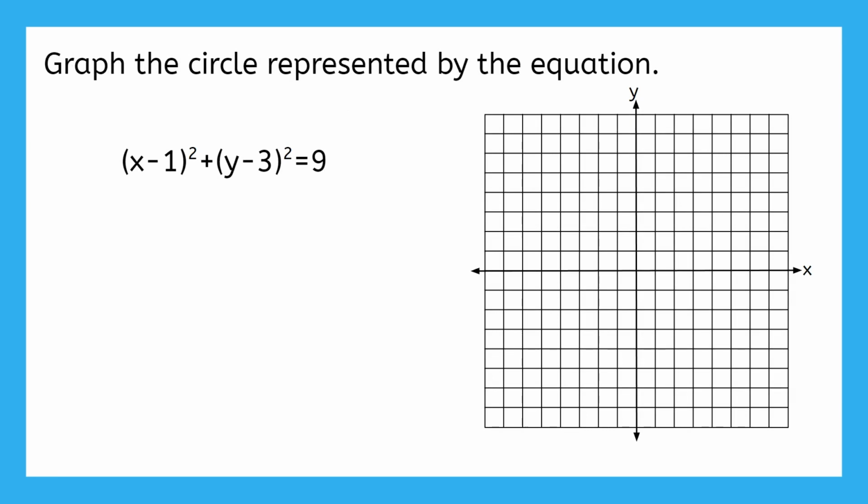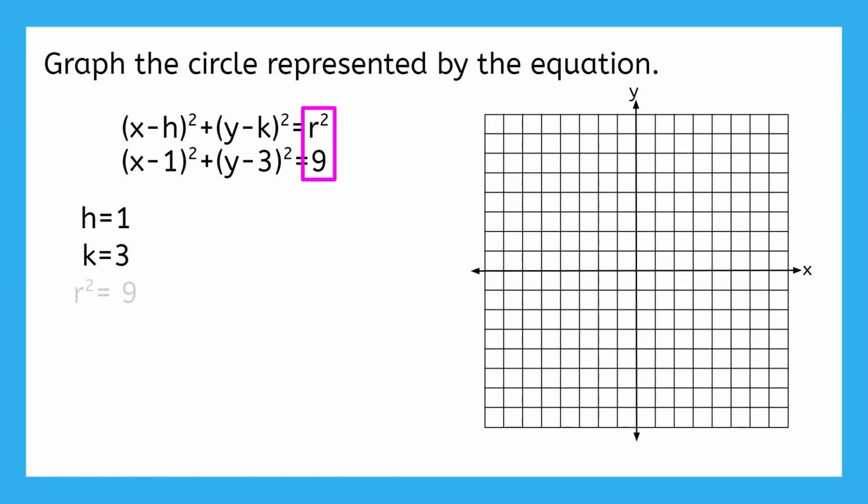Here's our first example problem. We need to graph the circle represented by the equation. It's going to be helpful to bring in our standard form equation so that we can compare all of the components here. So what's h in the bottom equation? H is subtracted from x, so it's 1. What about k? K is subtracted from y, so it's 3. Lastly, what's r? We can solve this little equation by taking the square root of both sides to see that r, or the radius, is 3.